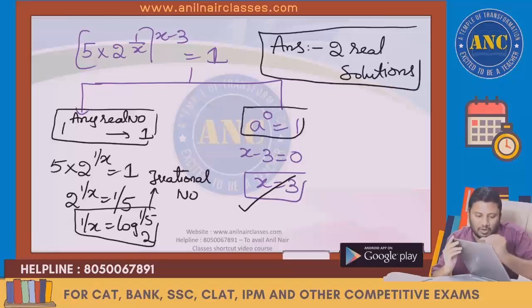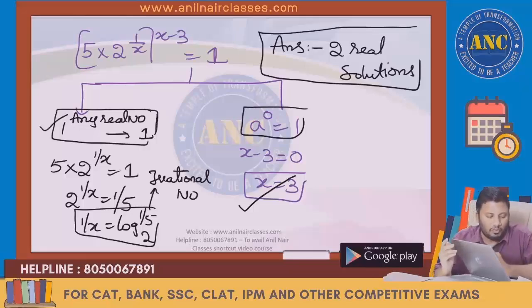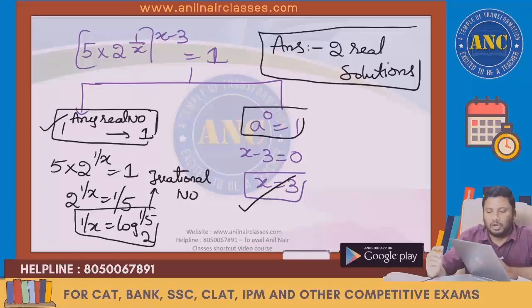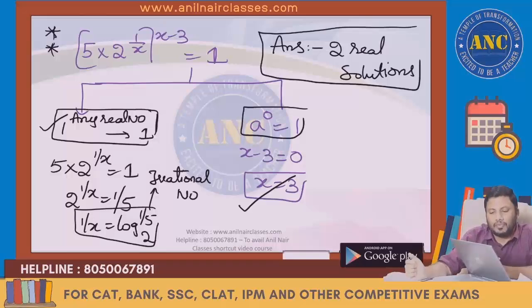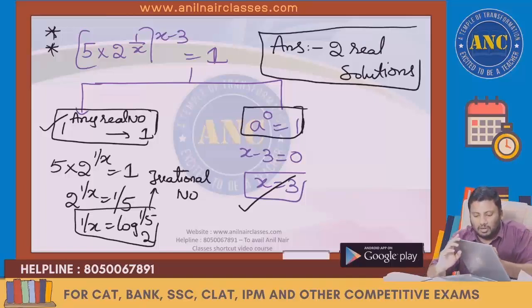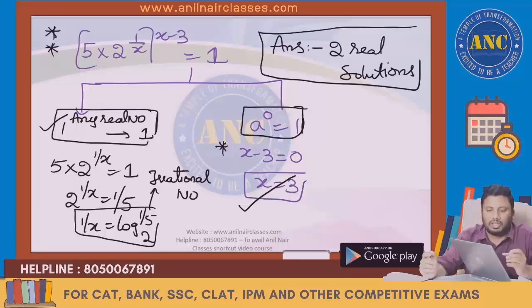A power 0 is equivalent to 1. 1 power any number is also 1. Two cases will satisfy this equation to get the answer right. 5 into 2 power 1 by x, the whole power x minus 3 is 1. Anything power 0 is 1. So x minus 3 is 0, x will be 3. 1 power any number is 1.